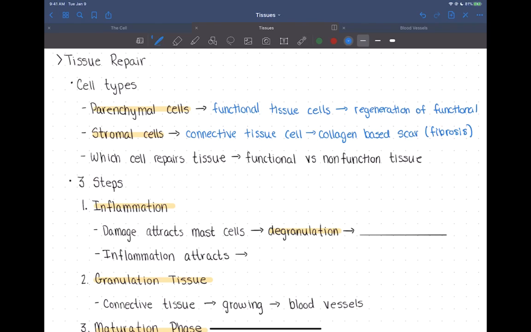If heart muscle died, that tissue would be repaired by these stromal cells, and you would just end up with scar tissue in your heart, not functioning cardiac muscle that replaces it. It would be scar tissue. Which cell does the repairing determines if that new tissue is going to be functional or not. There are 3 steps involved in the repair process.